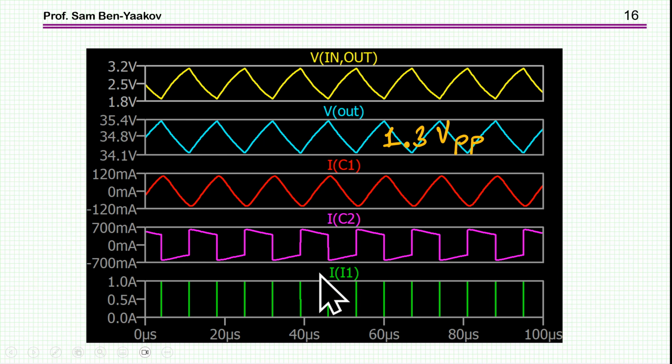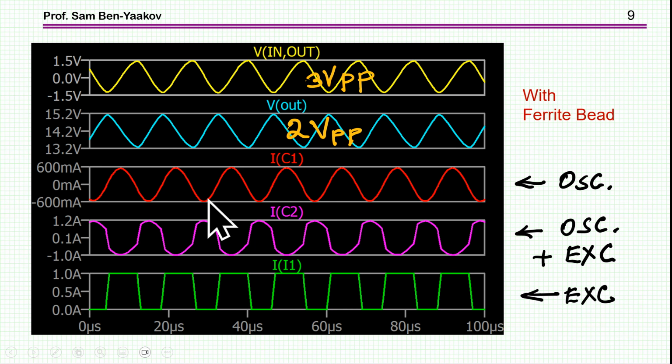So if you look now at the current of the second capacitor, this is close to the switching. You see primarily the switching because the resonant current now is much, much lower. It is 240 milliamp peak to peak, while with the actual DC resistance, it is 1.2 amp.